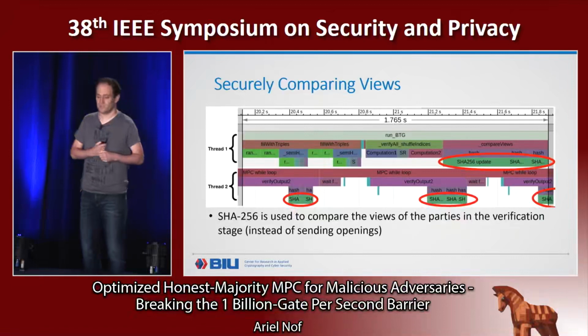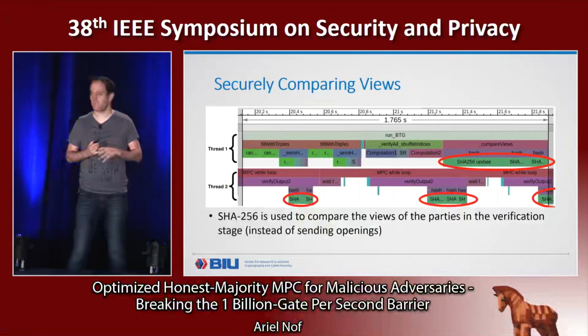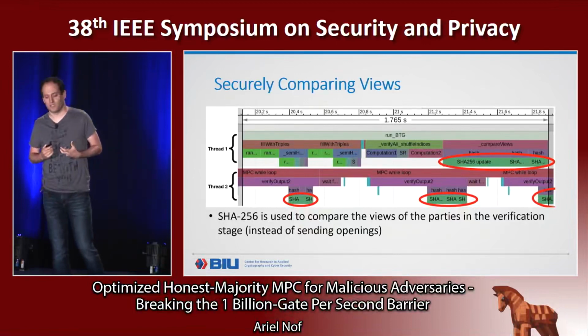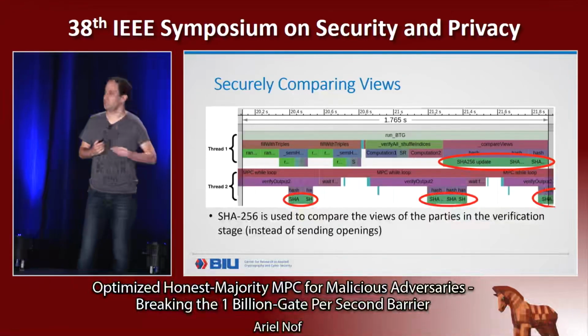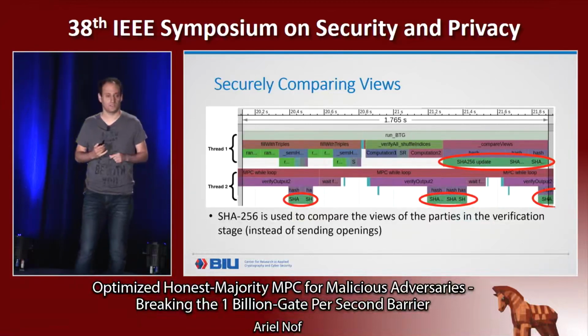It appears everywhere. And this was not a bottleneck before, but in our protocol there is some step as part of the verification where the parties compare their views. This is done by accumulating the views that they've seen during the computation, and then they hash it, and then they compare the hash values. So now this has become a bottleneck.